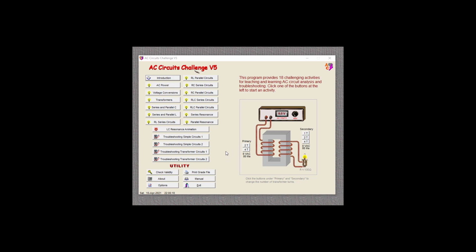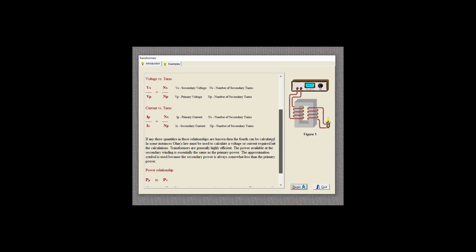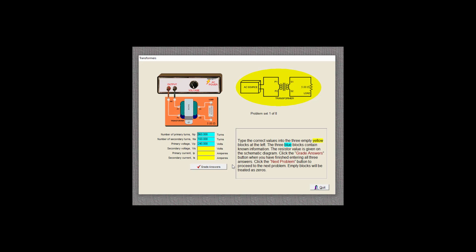Okay, here we are at our AC circuits challenge. And let's go to transformers. Here are our formulas and our relationships. And let's go ahead and start.